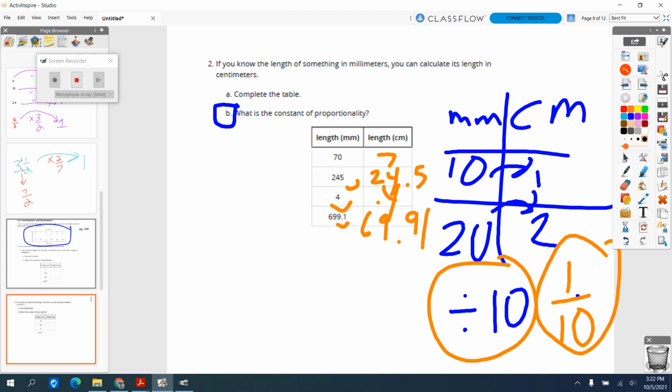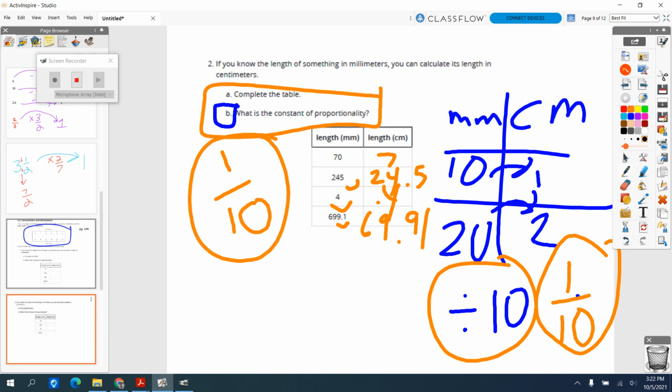And then it says, what is the constant of proportionality? Now, a lot of you might have said divided by 10, but kind of like scale factor, you have to put it as what you're multiplying by. So technically, the constant of proportionality is 1/10. You couldn't say 10 because that would mean times 10, but you're really dividing by 10. All right.